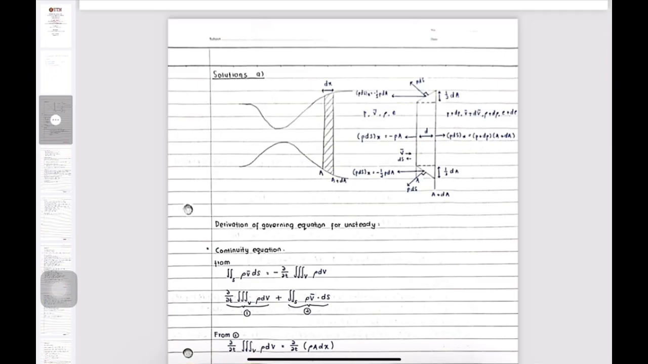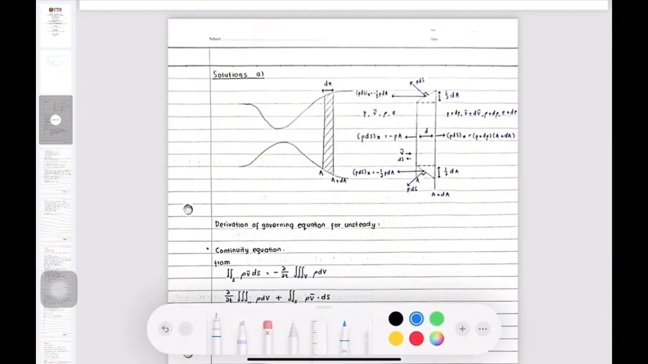So for question A, the question is: by using a suitable fluid flow model as well as a control volume, sketch the nozzle as well as the control volume, and derive the suitable governing equations for unsteady quasi one-dimensional flow through a convergent-divergent nozzle. Okay, so this is my schematic for the convergent-divergent isentropic nozzle flow, and this one is a control volume.